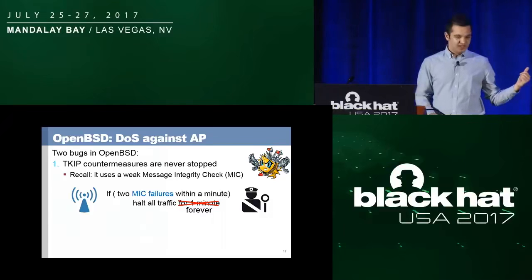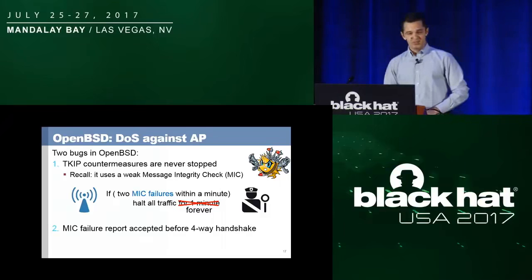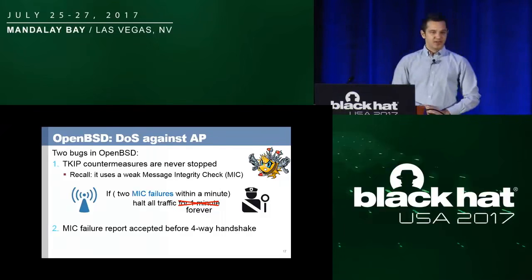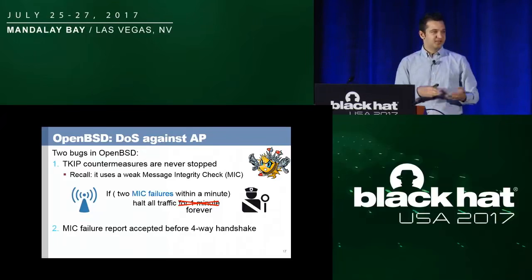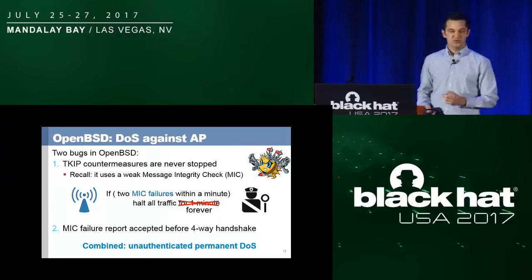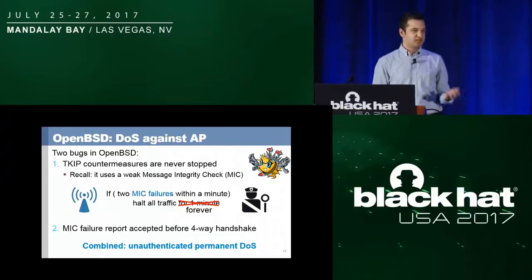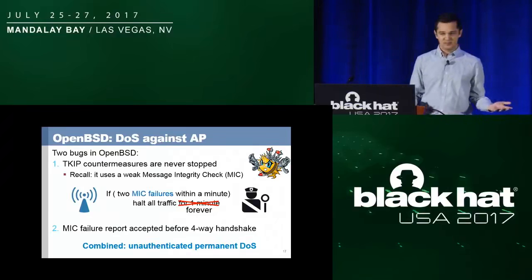And here the second vulnerability comes into play. Namely, the implementation of OpenBSD accepts these MIC failure reports even before the 4-way handshake has been executed. In particular, even before these fresh session keys have been negotiated. And we can combine these two vulnerabilities in an unauthenticated terminal denial of service attack. So how does that attack work?